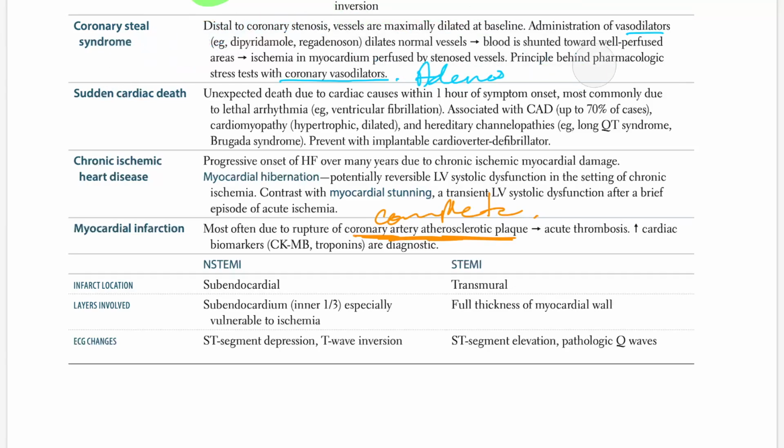So what is all this about? This is simple. We're looking at coronary steal. So we have stenosis of the coronary blood vessel, right? Let's just draw this in order for it to make sense. So we have a coronary stenosis here. Distal to this part, which is the coronary stenosis, vessels are maximally dilated at the baseline. And why is that? Why are they maximally dilated at baseline?